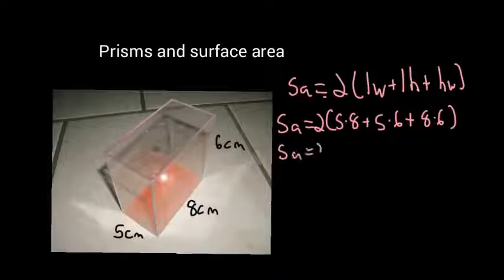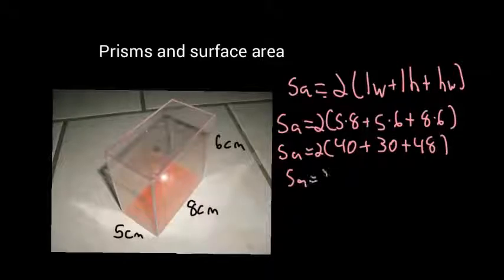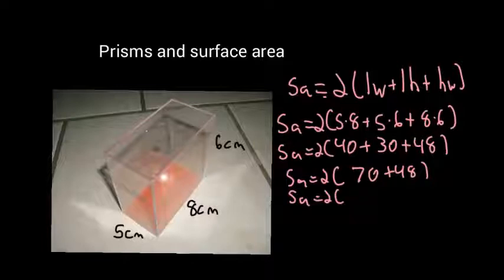So surface area equals 2 times 5 times 8 is 40 plus 5 times 6 is 30 plus 8 times 6 is 48. So we've got to add this up. Surface area equals 2 times 40 plus 30 is 70 plus 48. So my surface area equals 2 times 70 plus 48 would be 118.